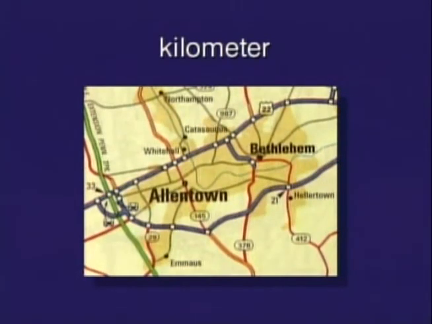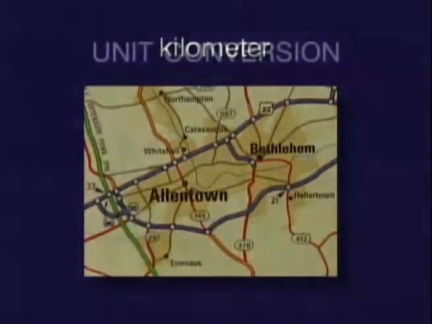The kilometer is the largest metric unit we'll use. A kilometer is a little more than half a mile. It's about the length of 7 city blocks. The kilometer is used for large measurements of length. If we wanted to find the distance between two cities, we'd use kilometers.